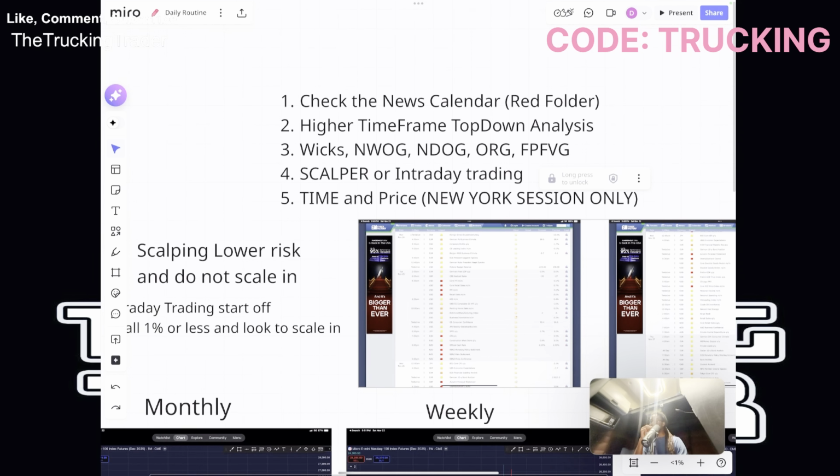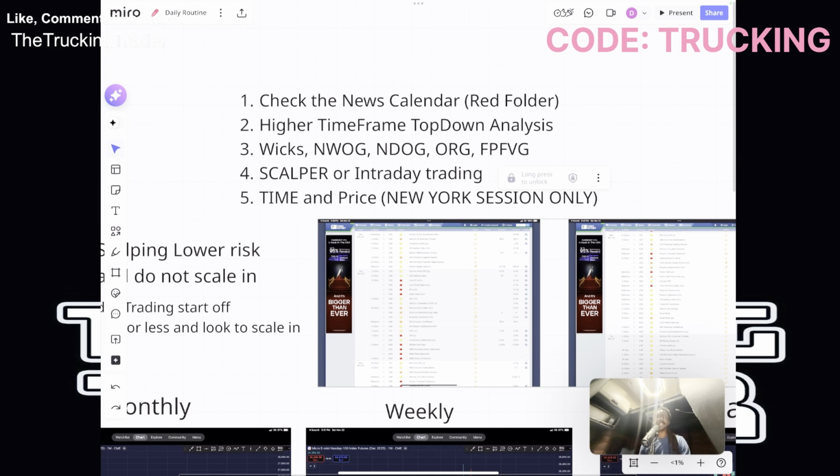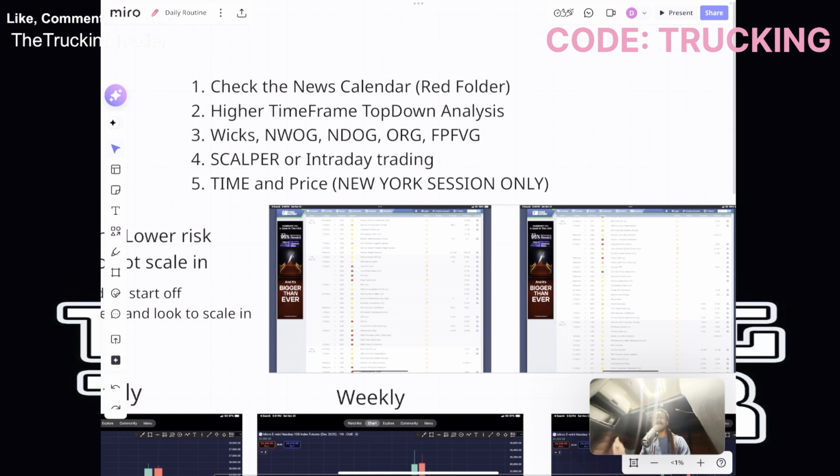And then last but not least, you guys, time and price. This is so important. So many of you who've been studying ICT know what you're doing. But the problem is you know what you're doing so much that you're doing it too much. You're trying to go to the Asian session. You're trying to go to the London session. You're trying to trade pre-market. You want to catch the afternoon session. You need to stop.